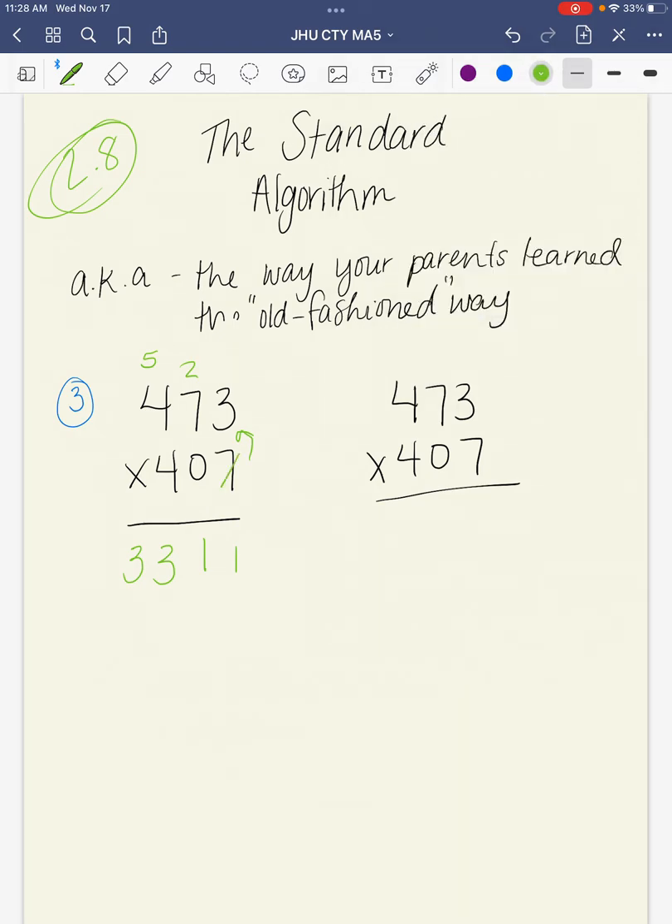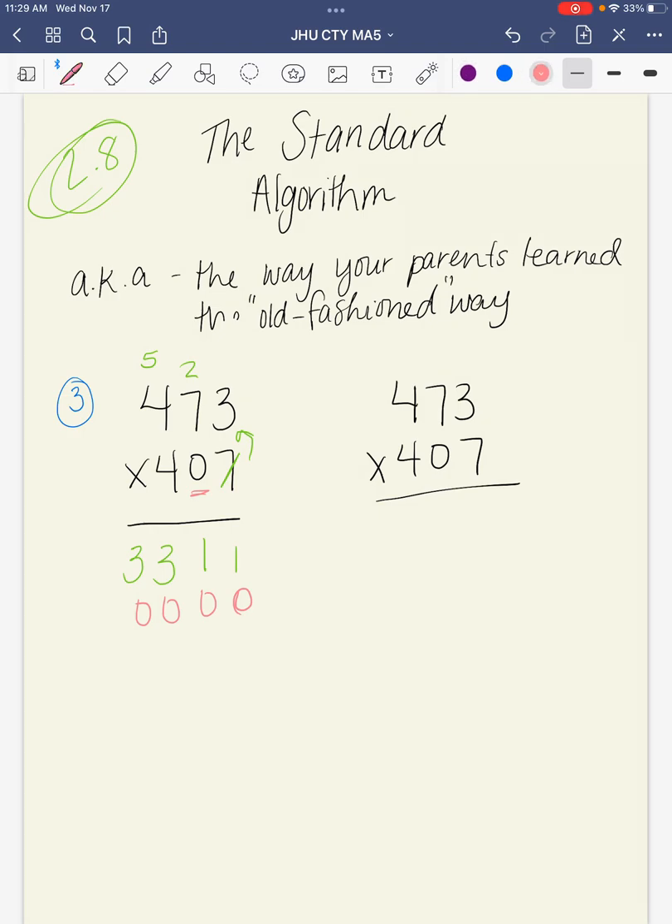Alright, moving on. We're going to mark out that we're done with the 7 and move on to our next place value. So I got to put a placeholder there because I'm in my tens place now. Now I'm going to multiply by 0. 0 times 3 is 0. 0 times 7, 0. 0 times 4 is 0. Remember, 0 times anything is a big fat 0.